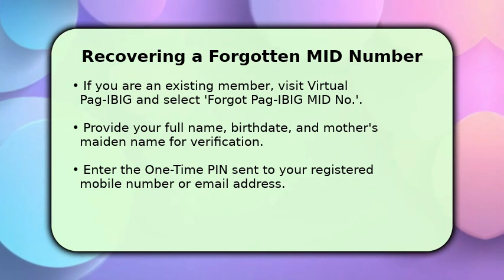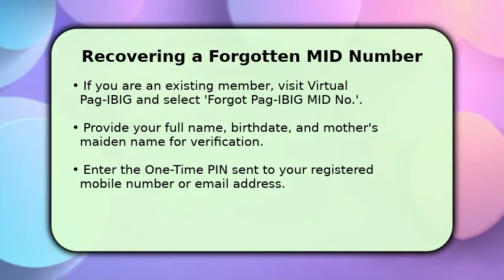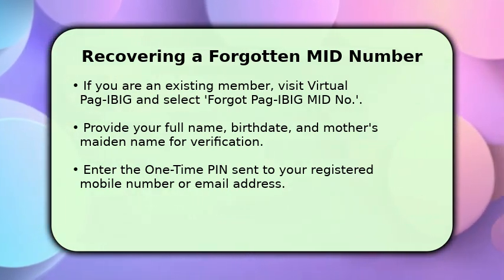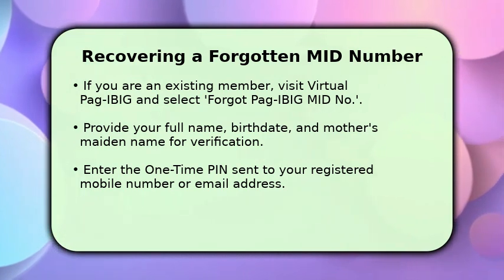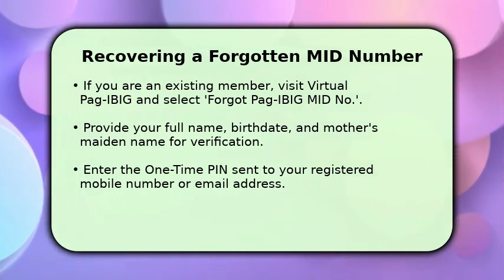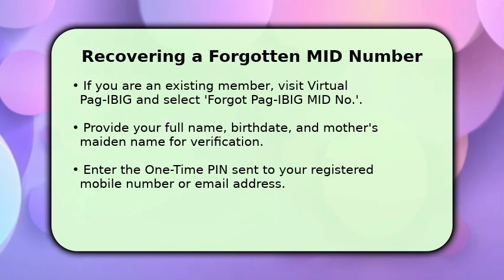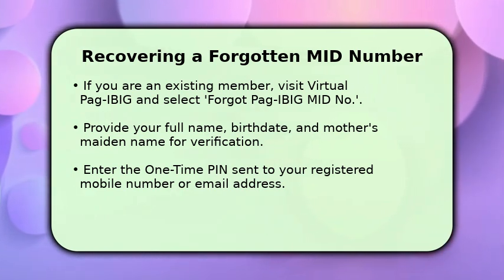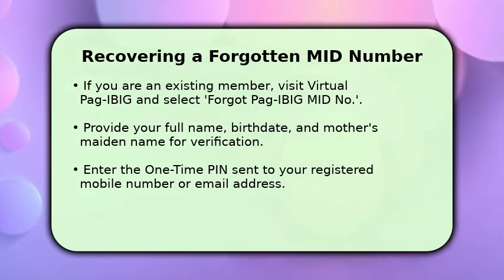Go to the virtual Pag IBIG website and choose the Forgot Pag IBIG MID No option. You will need to input your complete name, birth date, and your mother's maiden name for security verification. A one-time PIN will be sent to your registered mobile or email. Enter this to confirm your identity. Your 12-digit MID number will then be shown to you.